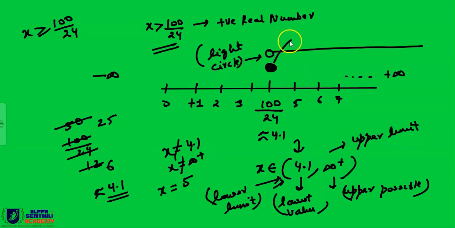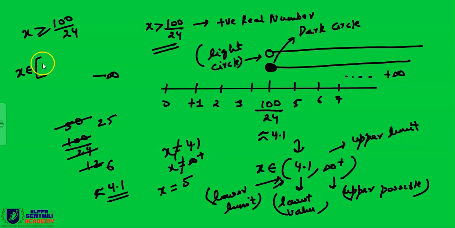This dark circle and this light circle is just a way of understanding, right? This is for your understanding. Dark circle means that you are including 4.1 and numbers bigger than 4.1, right? So how will you express this answer? Your x should belong to this bracket. This square bracket represents that you are including this number.